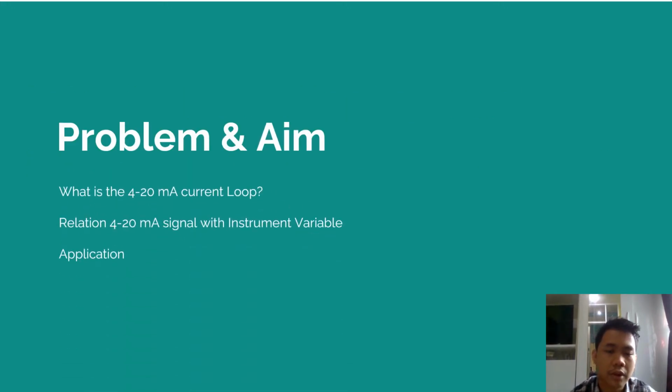We have a problem and aim. The first one is, what is the 4 to 20 mA current loop? The second one, the relation of the 4 to 20 mA signal with instrument variables, and the third one is application. We aim to know all of these.